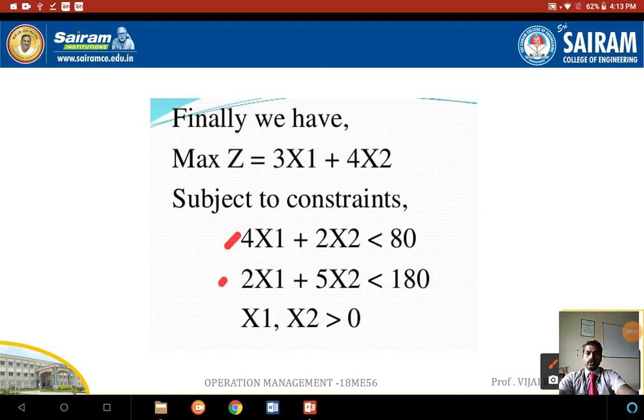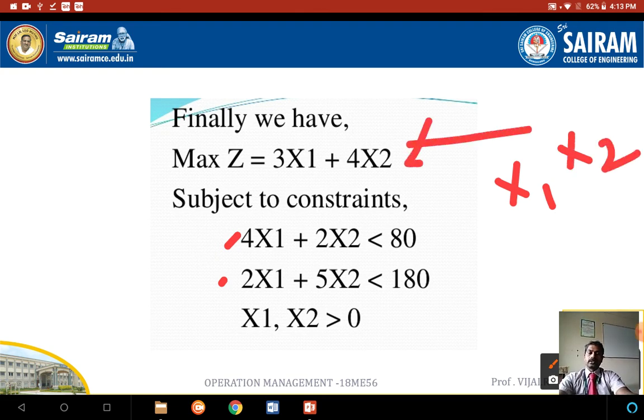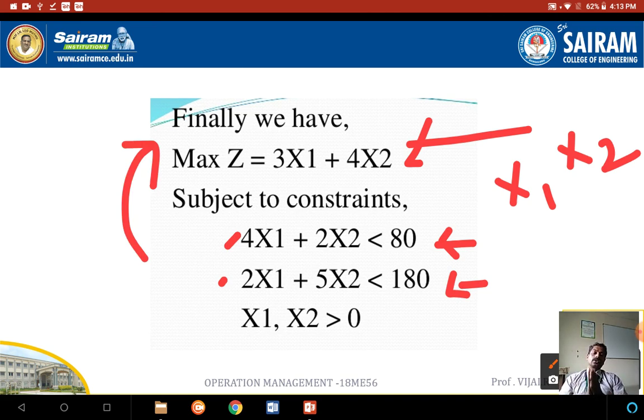x1 and x2 for different cases. Here we apply this by considering x1 as 0, what is the value? By considering x2 as 0, what is happening? So we are going to find some sets of x1, x2, and apply them in the Z equation. Which x1, x2 will give maximum profit? First of all we have to find the x1, x2 values by using these equations.